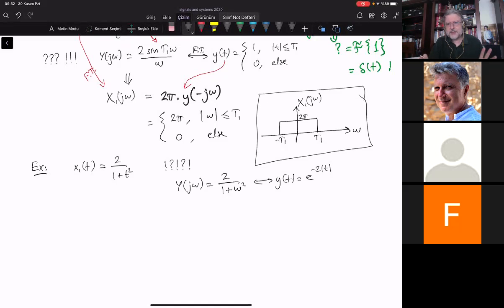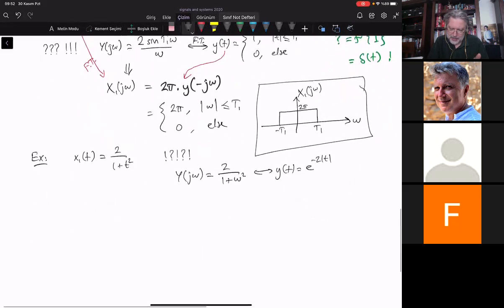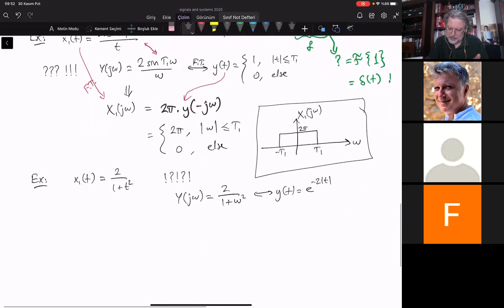If we haven't done it, and Kadir Kemal says yaptık, we did. Did we or didn't we? The one that we did with an arctangent, etc., was actually not this one, but it was e to the minus a times t u of t. That's the example that we did. But we didn't do this e to the minus a times the absolute value of t yet, as far as I remember. So we will do that again.